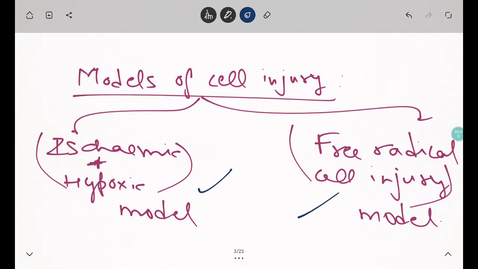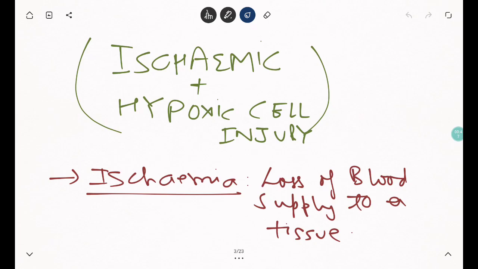Okay, so in this lecture we will study the ischemic plus hypoxic cell injury model. Let us try to understand the meaning of these two terms, ischemia and hypoxia. What is ischemia? Ischemia is the loss of blood supply to a tissue, and it can take place by various conditions that we will not look at today.